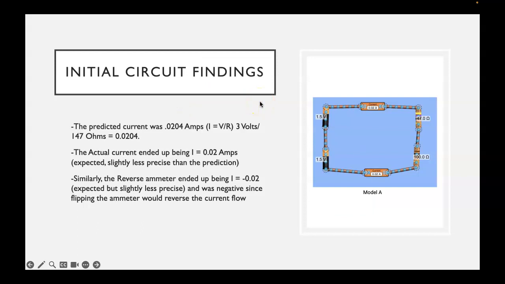What we found when actually developing this model was that the predicted current was 0.0204 amps and that the actual current ended up being 0.02 amps. Similarly, the reverse ammeter reading ended up being negative 0.02, and was negative since flipping the ammeter would reverse the current flow.